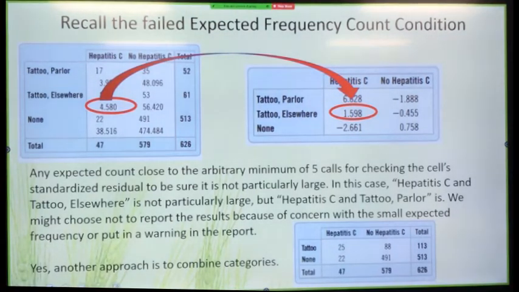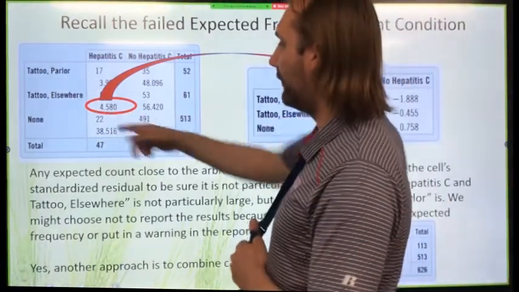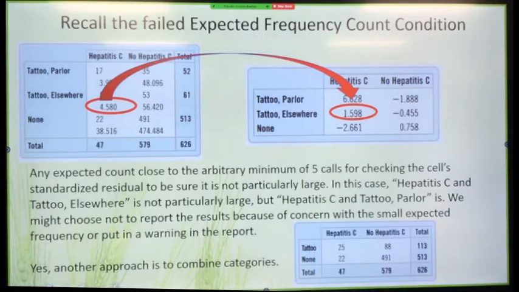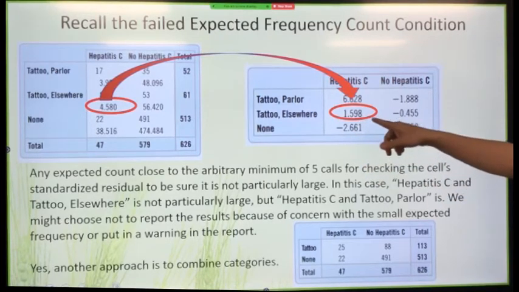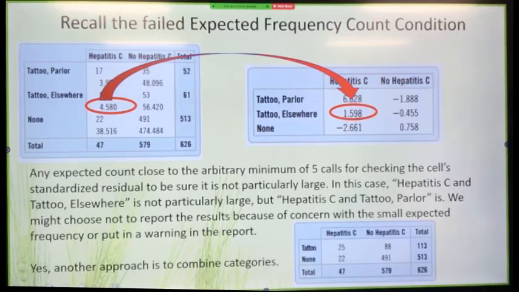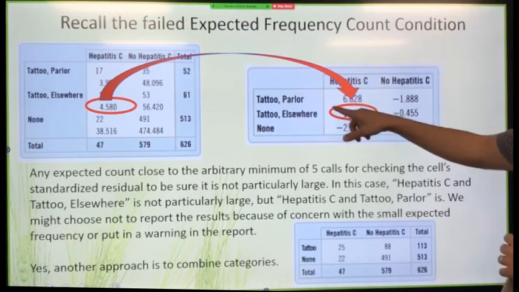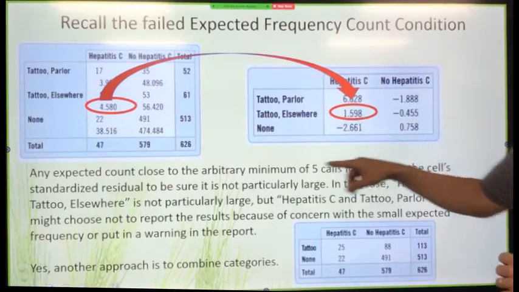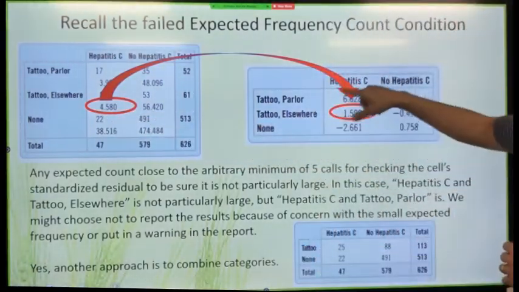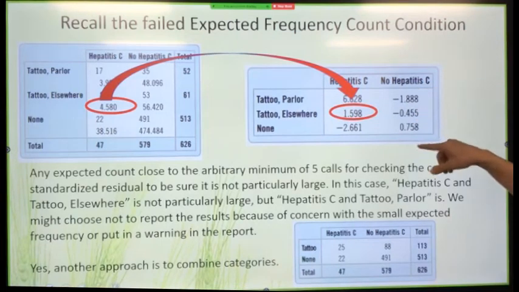Now, if you can recall, we had a failed expected frequency count condition, didn't we? If I go in here I see this is less than 5. Any expected count close to the arbitrary minimum of 5 calls for checking the cell's standardized residual to be sure it's not particularly large. In this case, hepatitis C and tattoos elsewhere is not particularly large. Well, how would you judge that? Our degrees of freedom was 2, I believe? So it is less than that value. But hepatitis C and having tattoo parlors is particularly large. The fact that this is such a small count, it could affect any other cell within here.